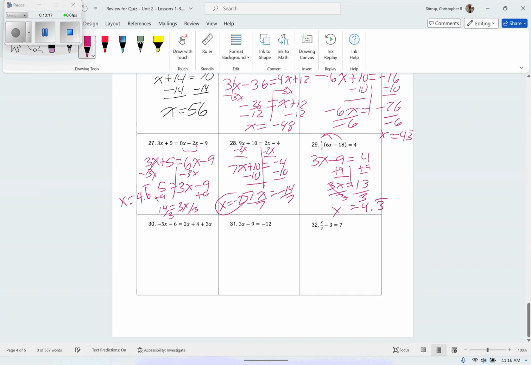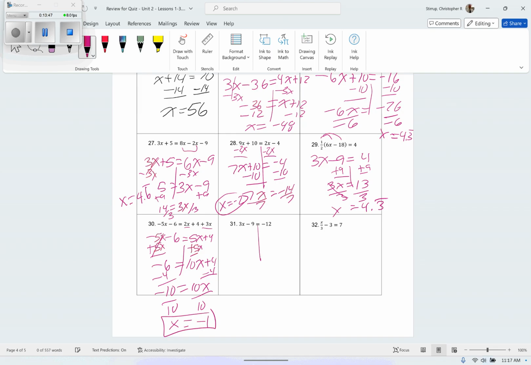And then number 30, let's see, I'm going to combine these like terms. So I get negative 5x minus 6 equals 5x plus 4. Let's go ahead and add 5x to both sides. Those cancel, so I get negative 6 equals 10x plus 4. Subtract 4 from both sides. So I get negative 10 equals 10x. Divide both sides by 10. So 10 over 10 is 1. Negative 10 over 10 is negative 1.